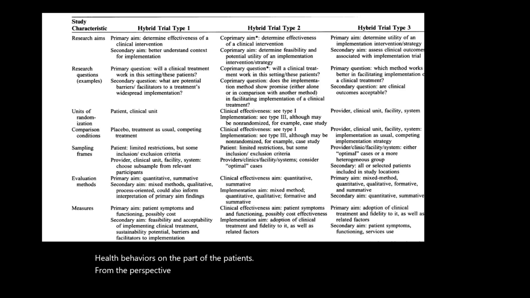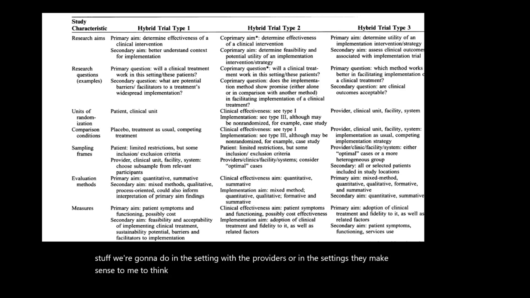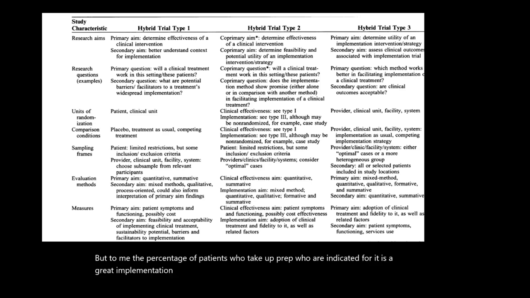from the perspective of an implementation scientist, we're going to try and do something to increase those kinds of things. And those mostly have to do with stuff we're going to do in the setting, either with the providers or in the settings. They make sense to me to conceptualize as implementation outcomes. But as I said before, people coming from different disciplinary backgrounds can have a different perspective on those particular questions. But to me, the percentage of patients who take up PrEP who are indicated for it is a great implementation outcome. It would be service penetration in the implementation outcomes framework or reach in the RE-AIM framework.